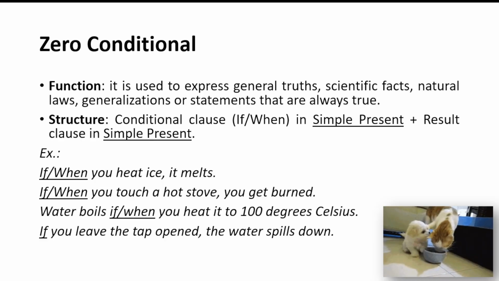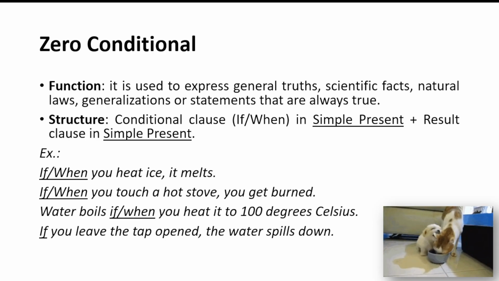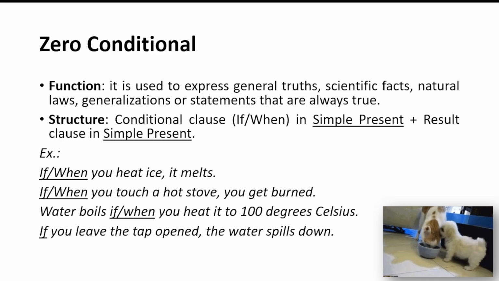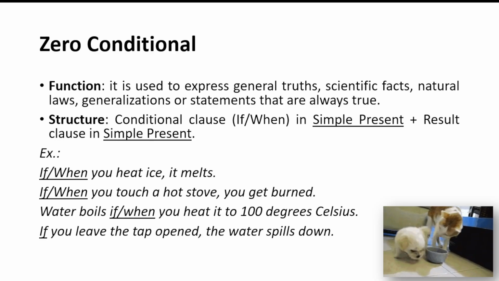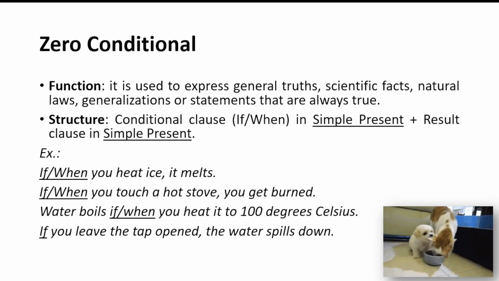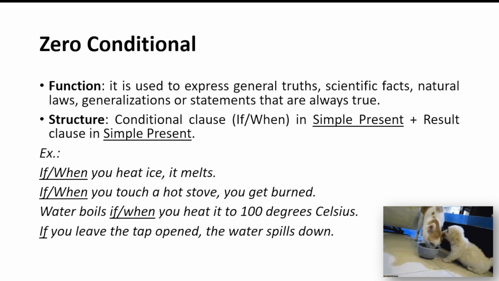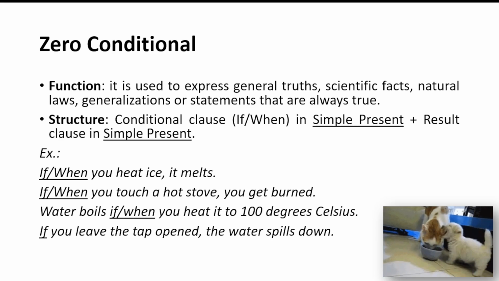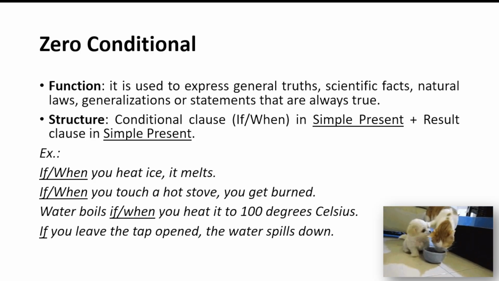Okay? Another example is where we change. We start the idea with the result clause, and after that we say the conditional clause in English. Water boils if you heat it to 100 degrees Celsius. In this case, it's not a problem to say this example in spoken English. But if you have to write it down in your notebook, it's not necessary to write the comma. So you say directly, water boils when you heat it to 100 degrees Celsius.